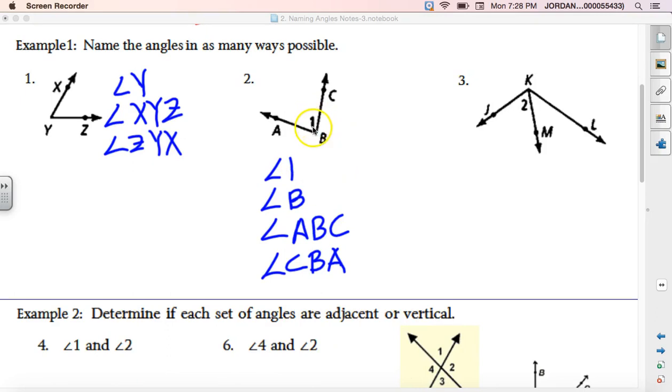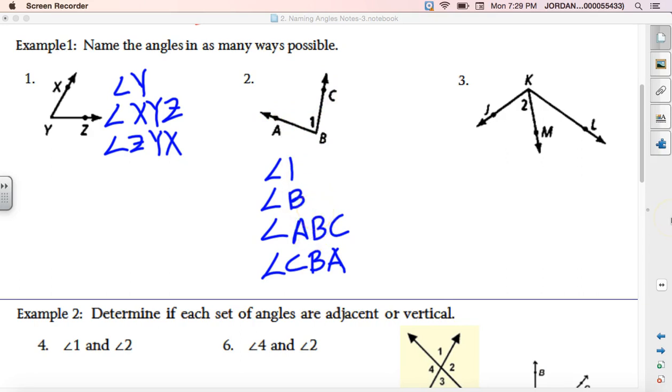You can call it angle 1 because that's the label on the inside of the angle. You can call it angle B because that's the letter at the vertex. Or you could use all three letters and say angle ABC. Again, B's got to be in the middle because it's the vertex. Or you could say angle CBA. So all four of those would be ways you could do number 2.